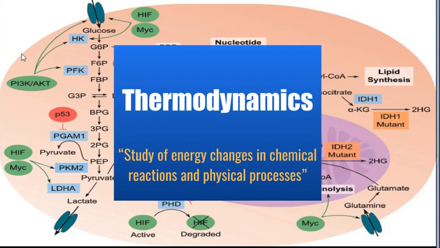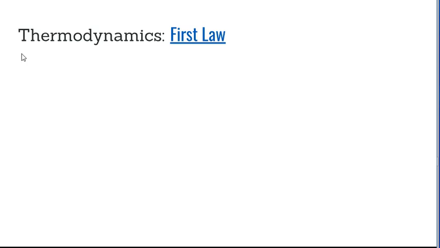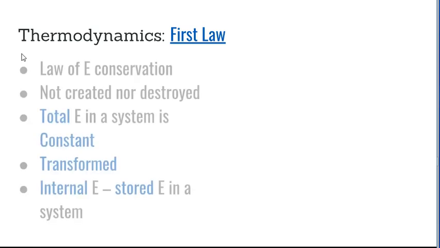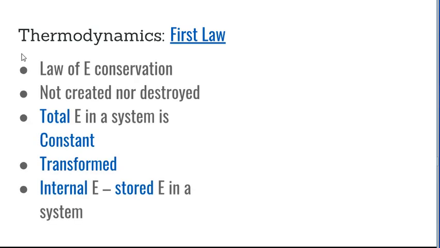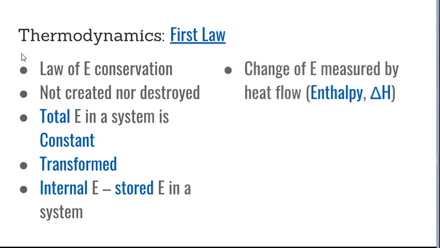That would be kinetics. We will focus on the first two laws of thermodynamics. The first law is a law of energy conservation. It states that energy is not created, nor is it destroyed. Instead, the total energy in a system is constant. This implies, then, that the form of energy is transformed from one state to another. Energy can also be stored in a system. The first law measures a change in energy by the flow of heat from one form to another.